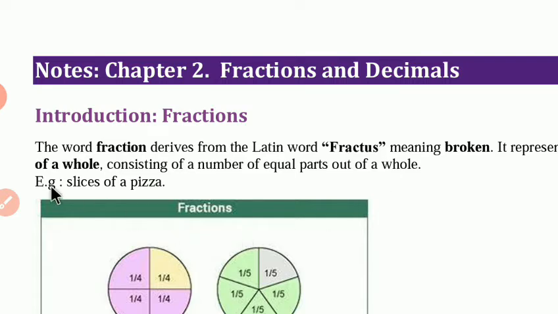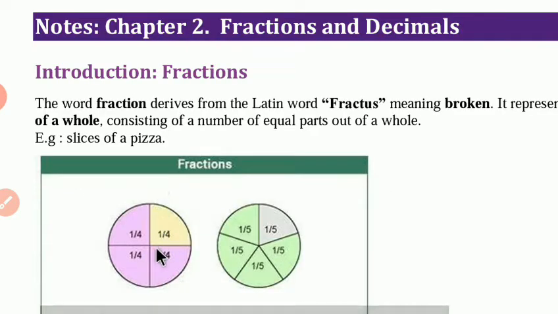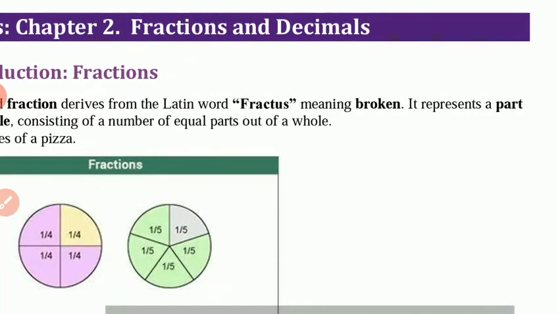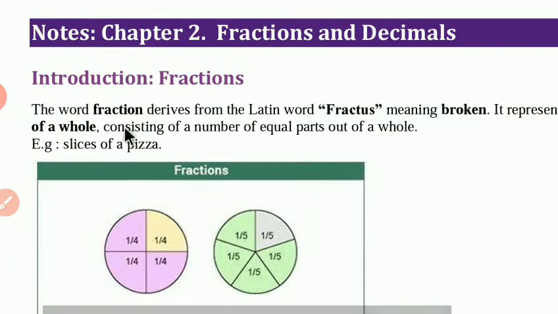Let us see one example. Slices of a pizza. Here you can see, we have divided the pizza into how many parts? 1, 2, 3, 4 parts. It means this one is the first part, second part, third part, fourth part. So we can write this in fraction form as 1 upon 4. It means out of 4 parts, this is the first part. This one is also 1 upon 4, 1 by 4, 1 by 4. And if we add all the 4 parts, we'll get a whole. So we can say that a fraction is a part of a whole.